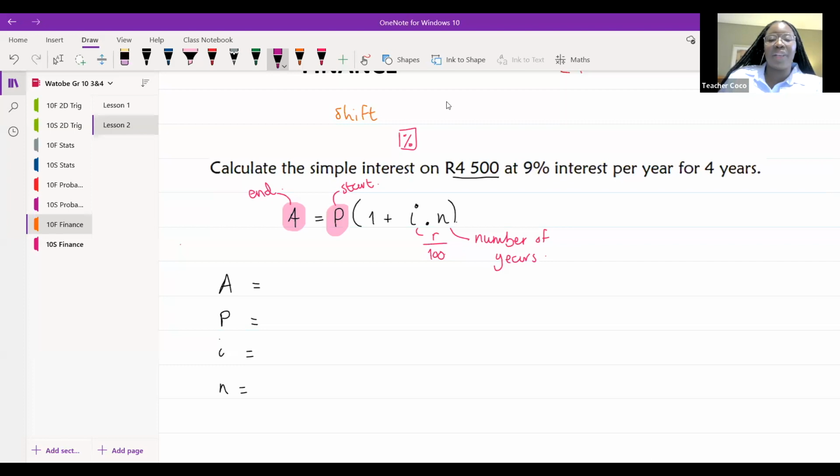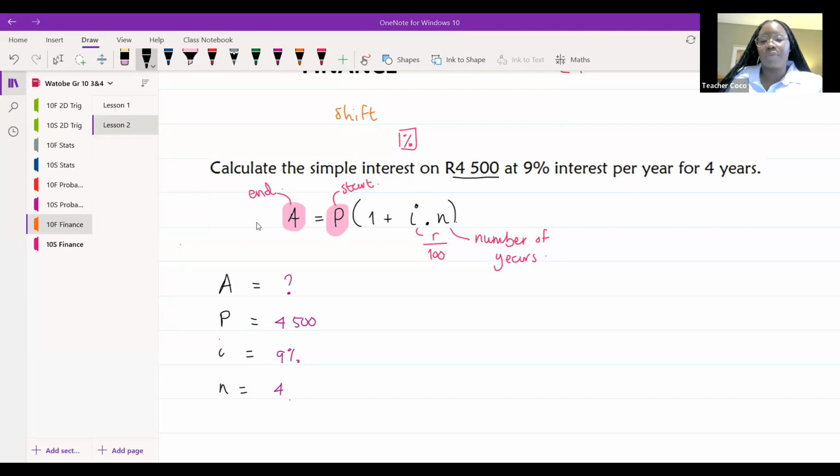All right. Let's start by filling in our A, P, I and N. Which values can we fill in over here from the information? Okay, so we don't have our A, do we? Good. We don't. So we have our principal amount, which is 4,500. Then our I is 9%. Then N is 4 years. Now you have to put this into the formula. Very good.